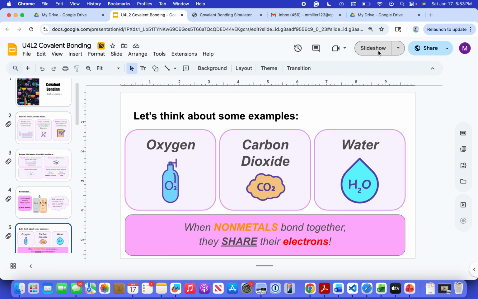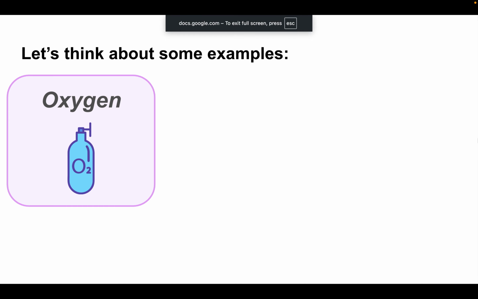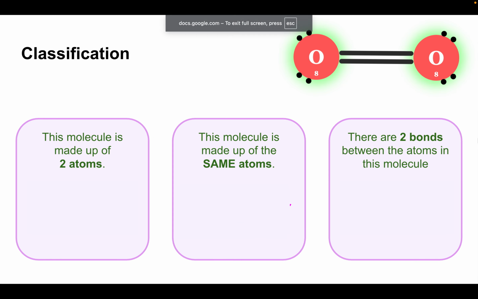Now we are going to go back to our slideshow, and we are going to talk about some vocabulary words. So this is oxygen that we just built. And each of these 3 boxes has a statement that probably seems a little bit obvious to you. So this molecule is made up of 2 atoms, right? 1, 2. This molecule is made up of the same atoms. They're both oxygen. And there are 2 bonds between the atoms in this molecule. 1, 2.